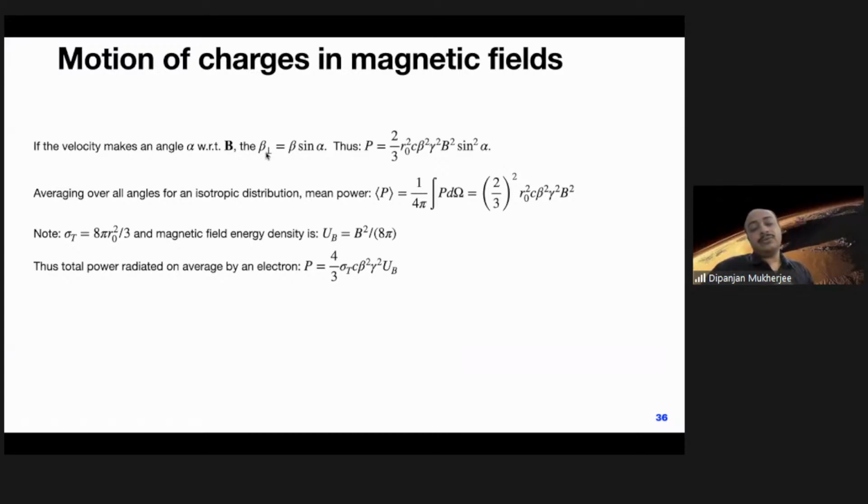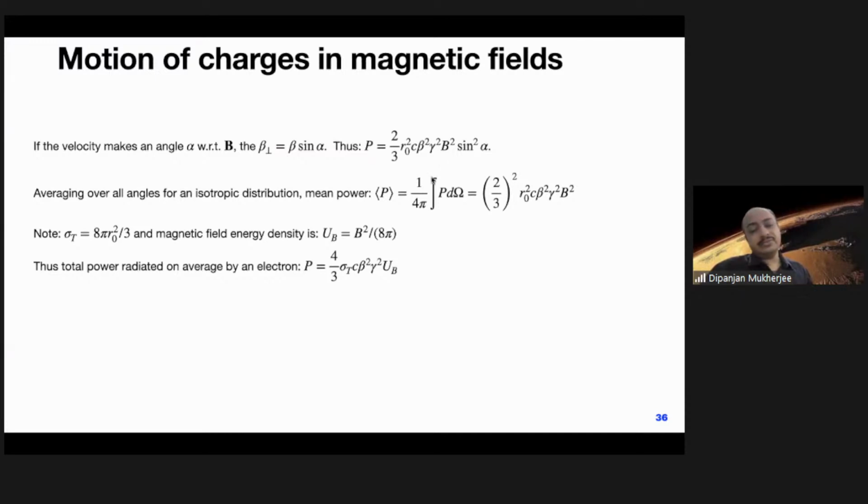Okay, so then what will happen is it will have an angle with respect to the magnetic field. So that is the sine alpha, or the pitch angle of the particle with respect to the magnetic field. So this expression thus becomes a function of the square of the sine of the angle with respect to the magnetic field. Now, this is important again to note.